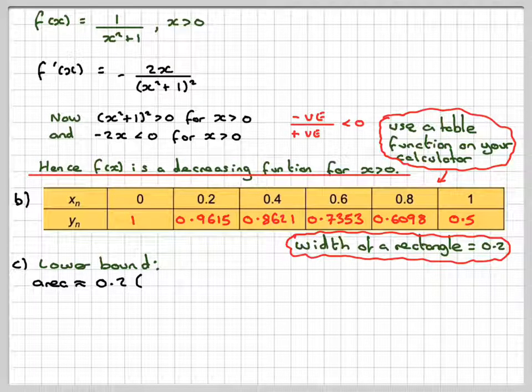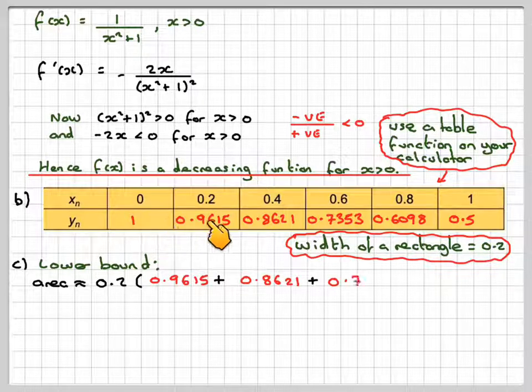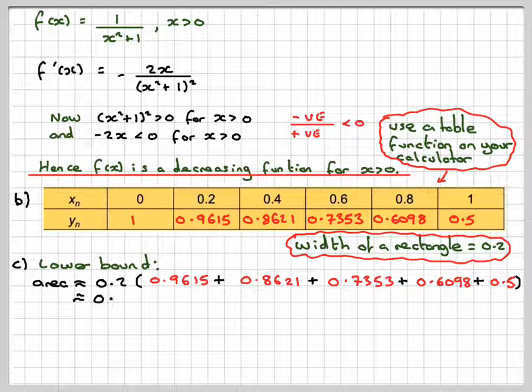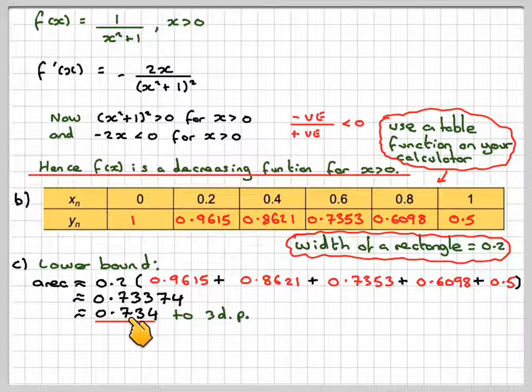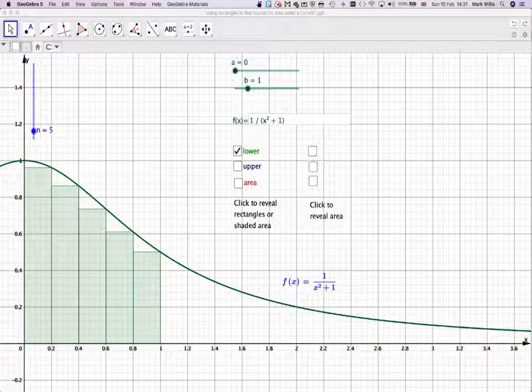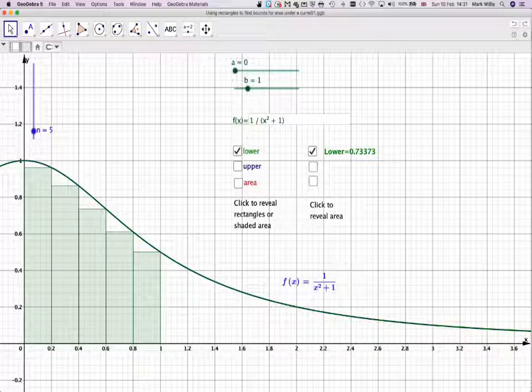So the area will be approximately equal to 0.2 times, taking this value, so we ignore the first one, and add these all up on our calculator, and that will give me approximately 0.73374. So therefore, to 3 decimal places, that would be 0.734. Now going back to this, if we click here, it'll give me the value. So to 3 decimal places I get 0.734.